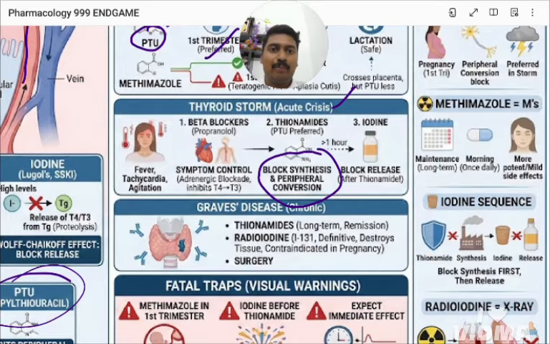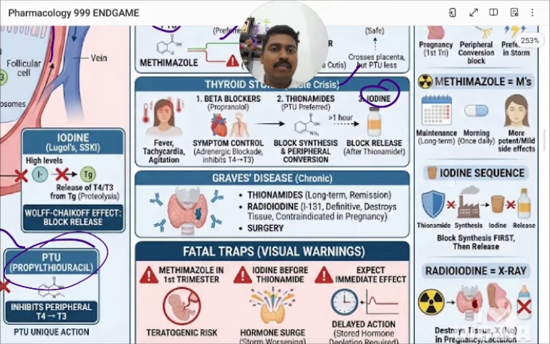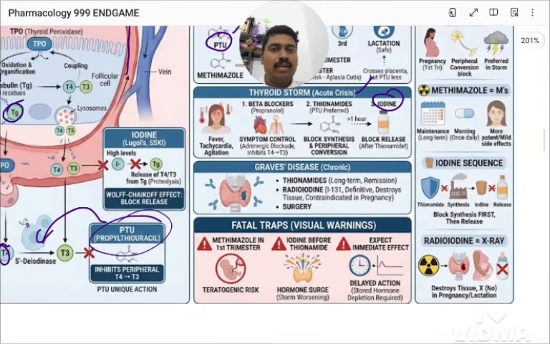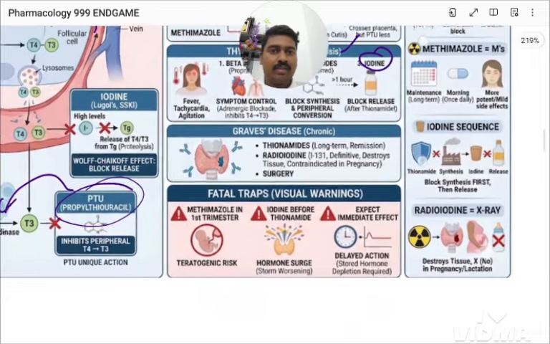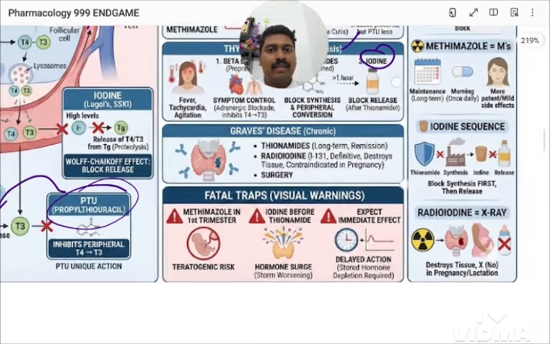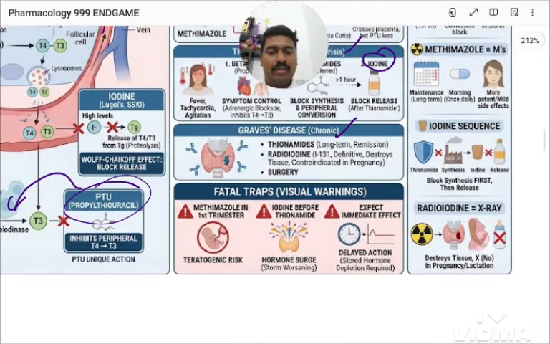This will be exactly your options. And third, you will use iodine because it will block the release of more thyroxine into the bloodstream by the Wolff-Chaikoff effect. Next, Graves' disease. In chronic Graves' disease, you will use thionamides. For long term, we use radioablative iodine, where we use the iodine-131 isotope, which destroys these tissues which cause increased secretion of thyroid hormones.